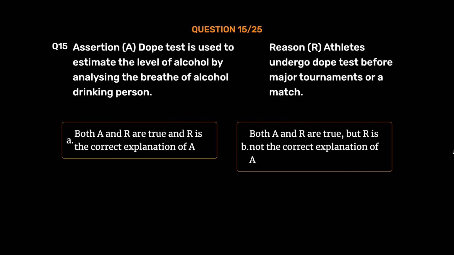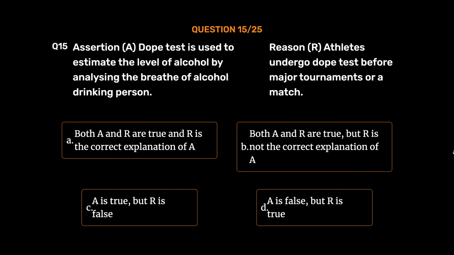Option B. Both A and R are true, but R is not the correct explanation of A. Option C. A is true, but R is false. Option D. A is false, but R is true. The correct answer is option D.